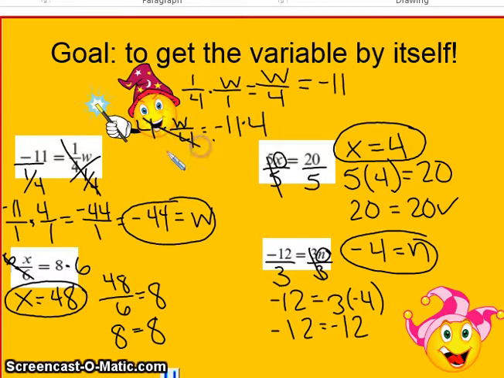Over here, my 4's cancel, and I'm left with w equals negative 11 times 4, which is negative 44. So my solution to my equation is still the same. If I find 1/4 of negative 44, my answer will be 11. But here I treated it as a division problem, and down here I treated it as a multiplication problem. Either way, you'll get the correct answer.